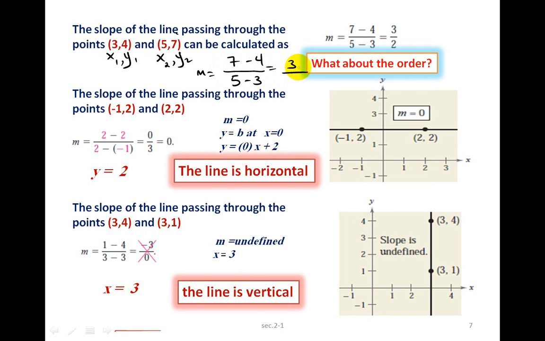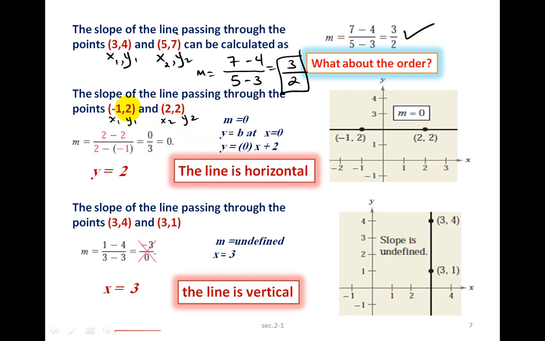And 5 minus 3 equals 2. So our slope is 3 over 2. Okay, and you have the same thing here. You can check these examples again. x1 and y1. Here you have x2 and y2.